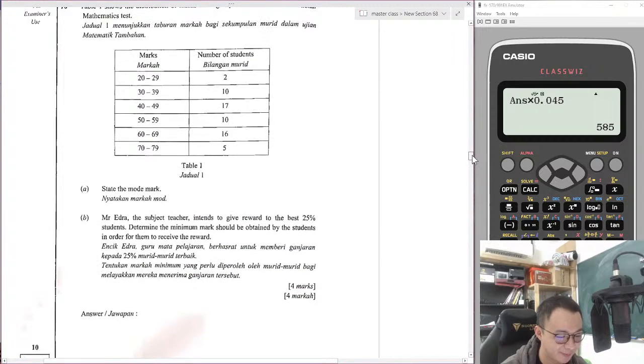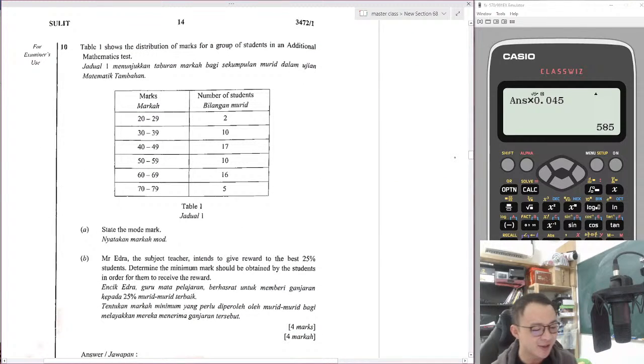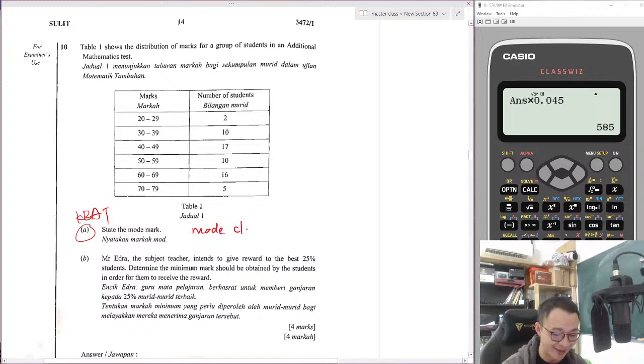Number 10. Alright, we have a table. This one is grouped data, and it's an MF test here. Over here, they ask you to state the mode mark. I would say this one is a little bit tricky, even though it seems easy, because normally they will ask us to do the modal class. That is quite easy, right? We look for the highest frequency, which is this one, 40 to 49.